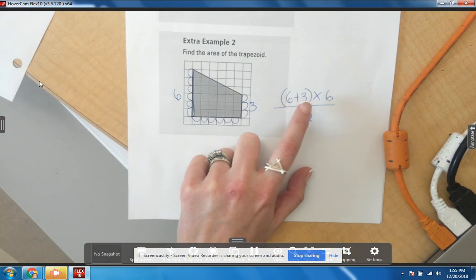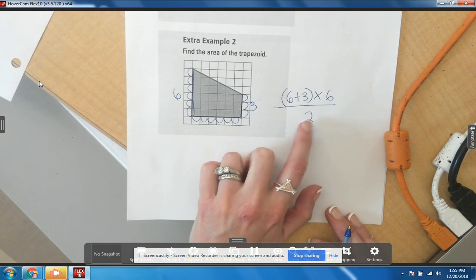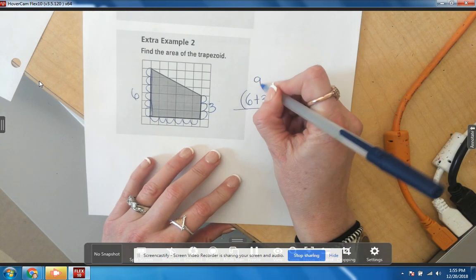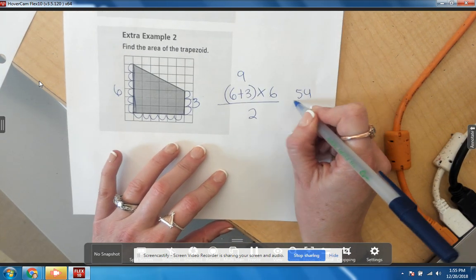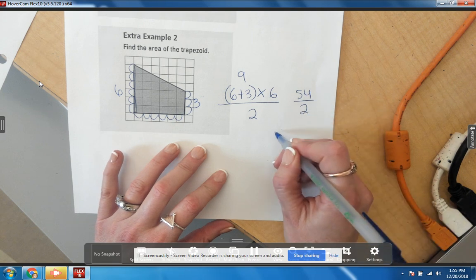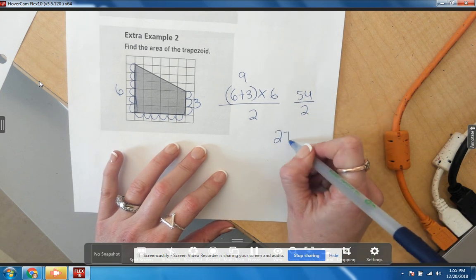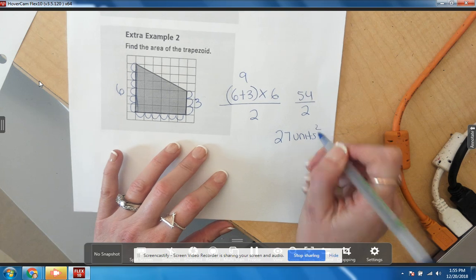So this is big base plus little base times the height, dividing it by 2. So 6 plus 3 is 9. 9 times 6 is 54. 54 divided by 2 is actually 27 units squared.